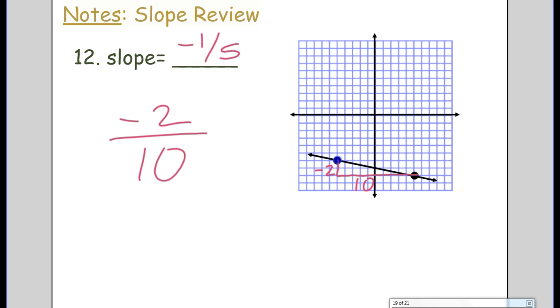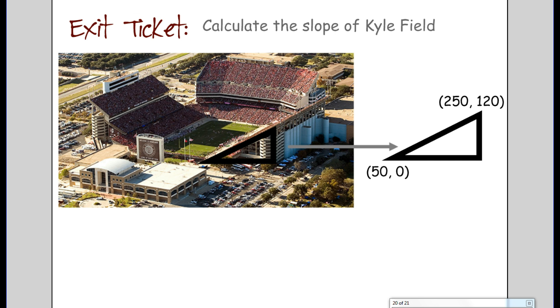Oh, you were still talking. I thought you just said -1. You were saying -1/5. Okay. Here's your exit ticket. Get out your warm-up. Complete the exit ticket. I told you we were going to have one today.